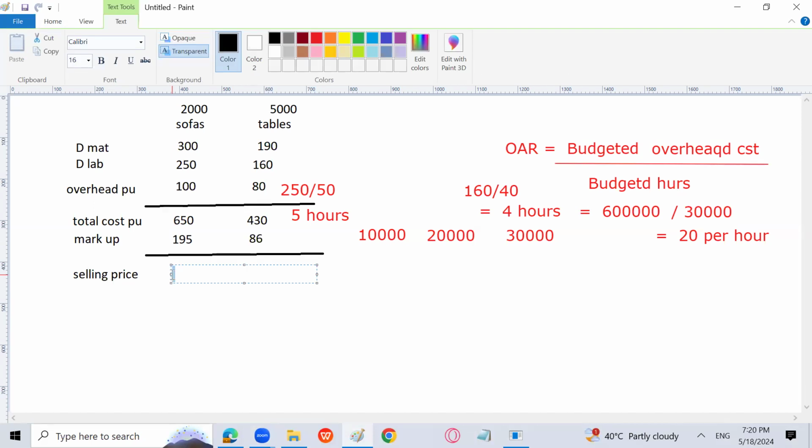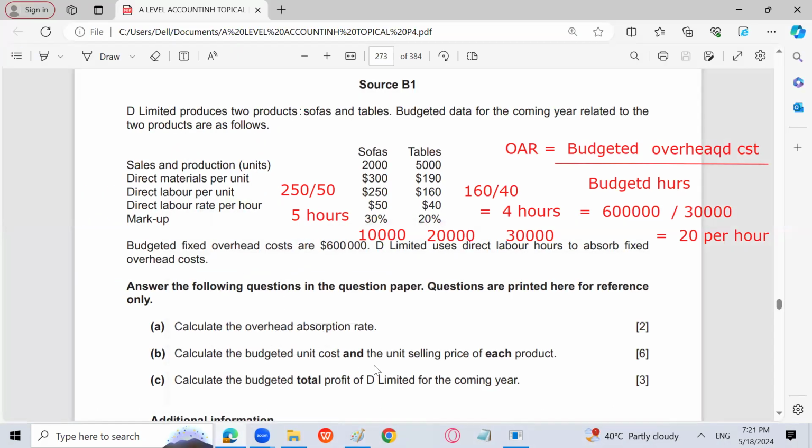The selling price for sofas and tables, how much is it going to be? 650 plus 195 is 845 for sofa. And for table, it is going to be 430 plus 86, so we can find it easily. How much? That is going to be 516. So we have found the selling price, 845 and 516. This is the B part we were supposed to find.